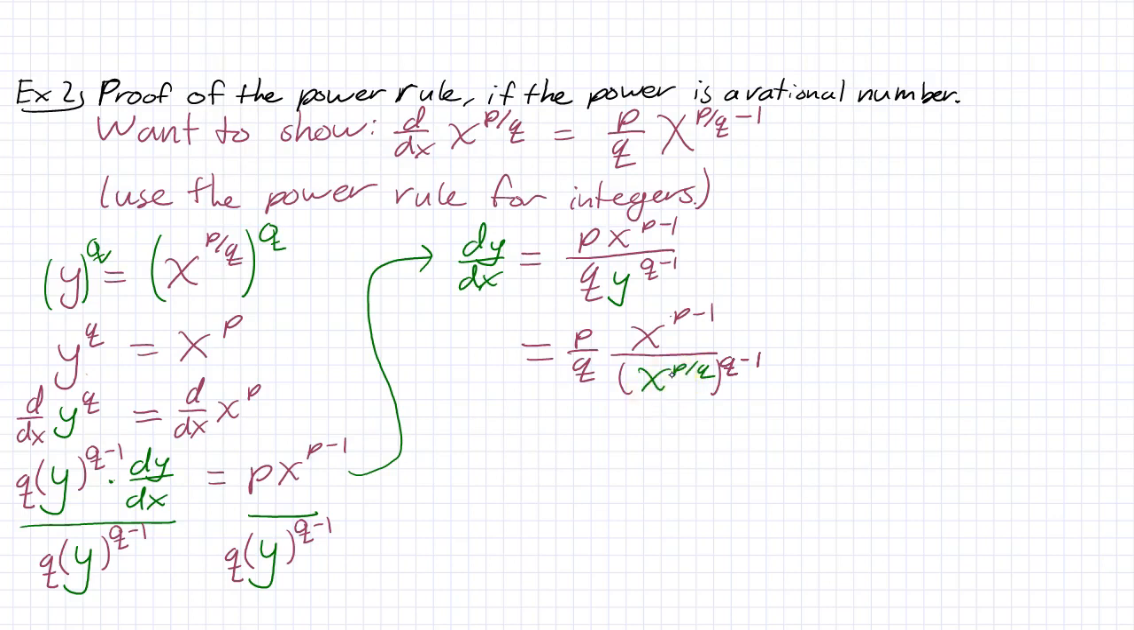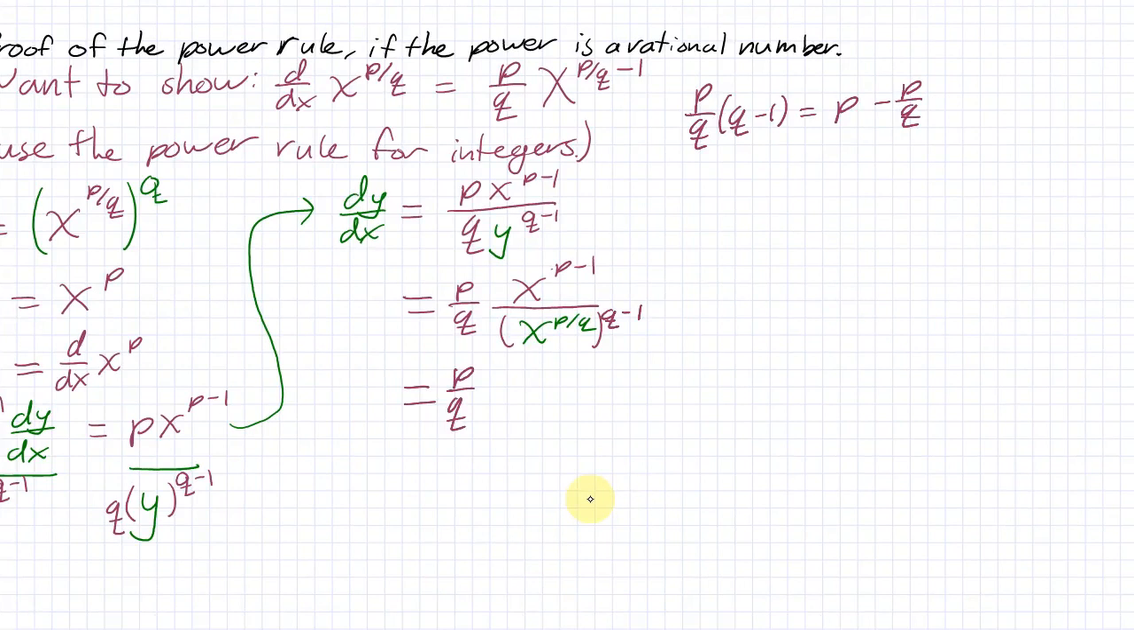So there it is. Now we're just going to use the rules of exponents here. So here we have another power to a power. So we're going to multiply this p over q times q minus 1, which that should just become p minus p over q. So we're going to have that p over q in front there, times this other fraction with x to the power p minus 1 in the top, and in the bottom, this is now x to the power p minus p over q.